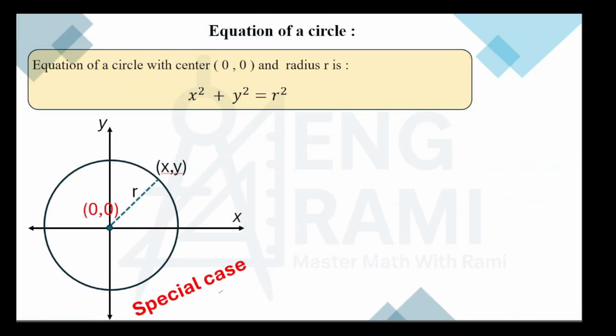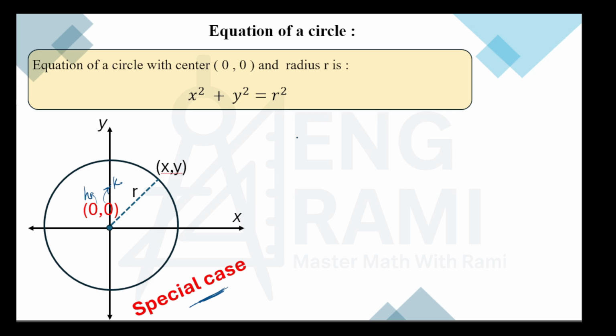There is a special case: the equation of a circle with center (0, 0). I mean, if this circle has its center at the origin, which is 0 and 0, that means h equals 0 and k also equals 0. Then the equation of this circle is x squared plus y squared equals the radius of the circle squared.